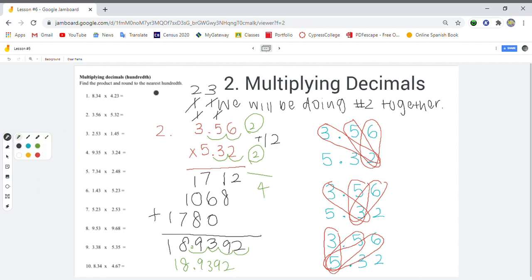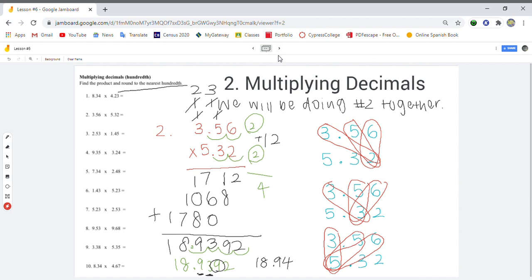The instructions say that we have to round to the nearest hundredths. So let's count it. This is the tenths, this is the hundredths, and we round. Since 9 is greater than 5, it's 5 or up, we'll be rounding up. So we get 18.94. And this should be your answer to number 2. Make sure that when you're writing the other answers down, you round to the nearest hundredth since that's what the instructions want. So make sure to read the directions every time you solve the problem.